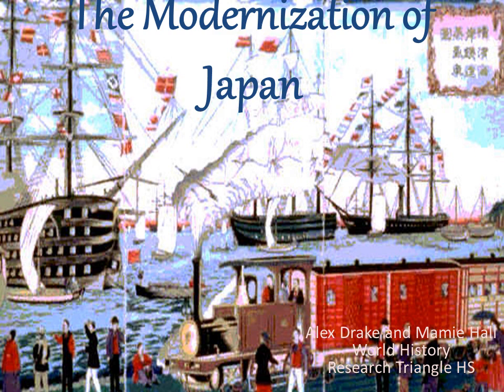We are going to continue on with our unit on imperialism, and today we're going to be looking at a country that did not actually get imperialized, but did modernize as a result of outside influence, and eventually became an imperial power in itself, that being Japan.